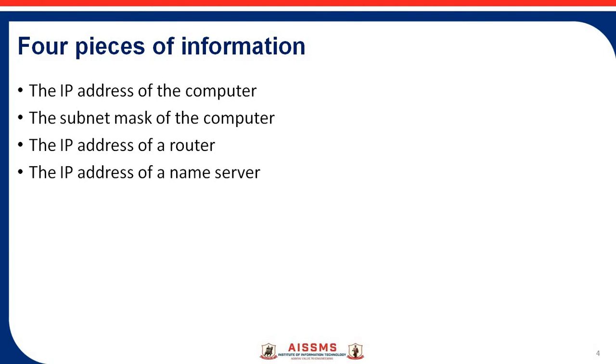Four pieces of information: first, the IP address of a computer; second, the subnet mask of the computer; third, the IP address of a router; and fourth, the IP address of a name server. These four pieces of information can be stored in a configuration file and accessed by the computer during the bootstrap process.